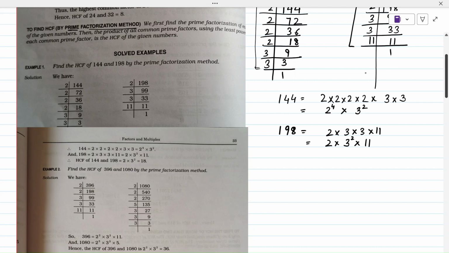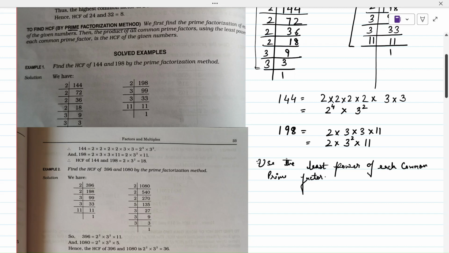Now, for finding out the HCF using the prime factorization, what we have to do is, I'm writing here, we have to use the least power. This is important. We have to use the least power of each common prime factor. So let us break it into steps.